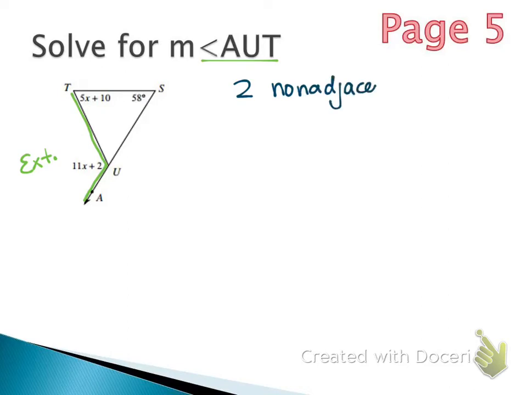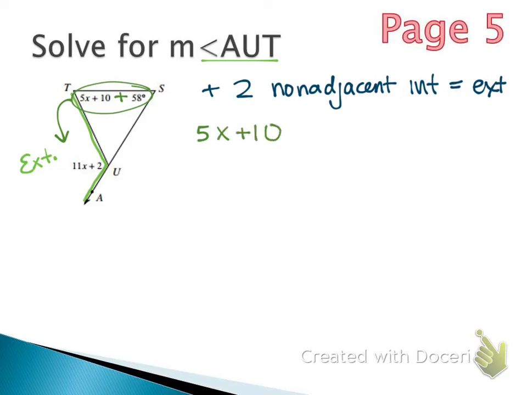non-adjacent interior, or when you add the 2 non-adjacent interior, they equal the exterior angle. So which 2 angles, you can give me the letters, which 2 angles are on the inside and they are not adjacent to the outer angle? T and S. So we're going to add them, and then they will equal the outer angle. So 5x plus 10 plus 58. They will equal the exterior, which is 11x plus 2.